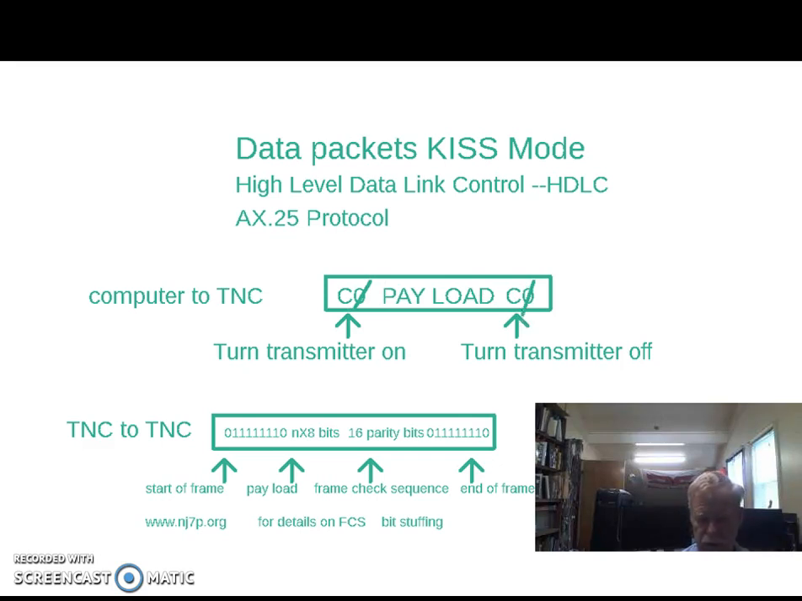Now let's talk about the payload. That's the data in between these C0s. This is described in the AX.25 protocol, the rules by which we transmit data. In the rules, we precede our payload, the data we want to send, with a start-of-frame sequence. The start-of-frame sequence is a 0 followed by 6 ones followed by a 0. Then we can send our payload, which will consist of n times 8-bit packets.